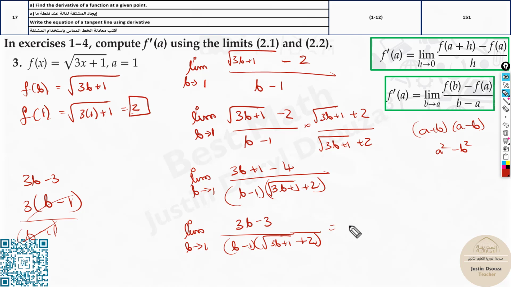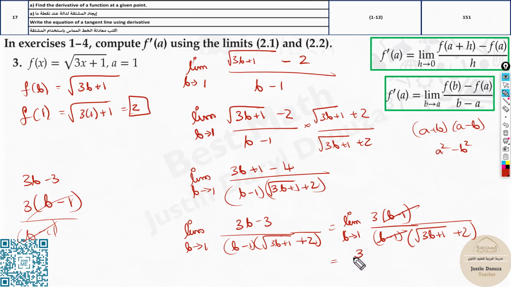See, let me do it over here. 3 into b minus 1. I'm removing 3 outside, distributive property, limit as b tends to 1. Here we have b minus 1, and then we have square root 3b plus 1 plus 2. Now what do we do? This cancels, and you're remaining with 3 divided by root of 3b plus 1 plus 2. Now it's fine to apply the limit. Why? Because if you apply here, nothing is going to be a problem because this is cancelled off. It's not going to be undefined anymore.